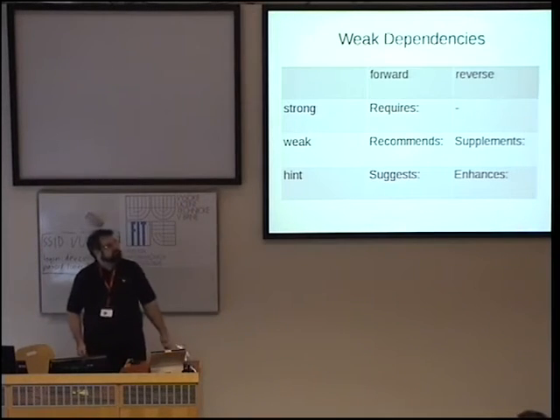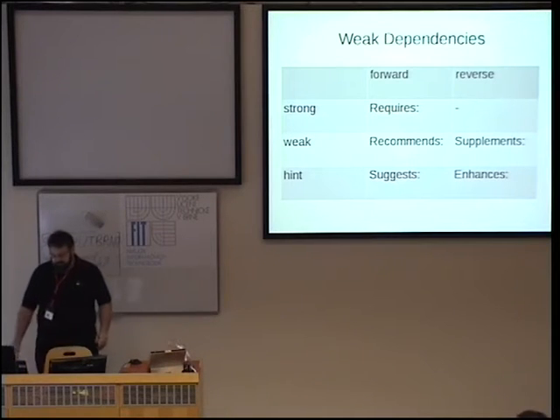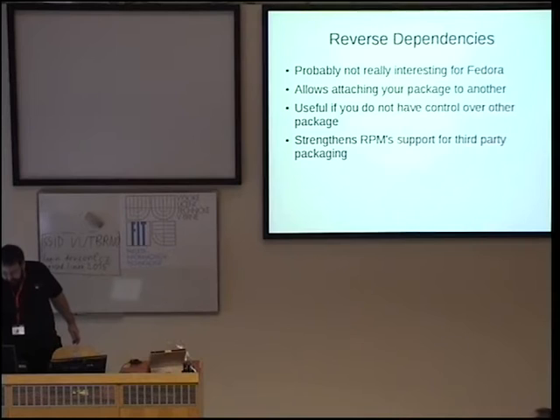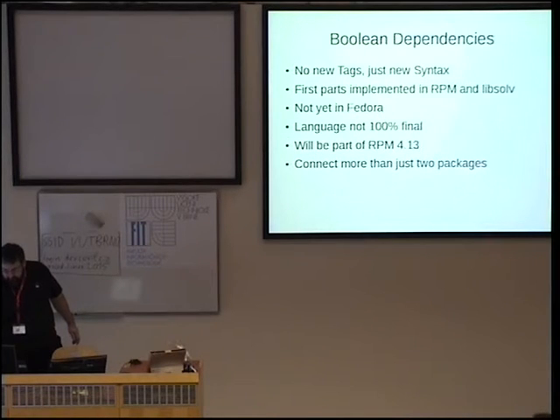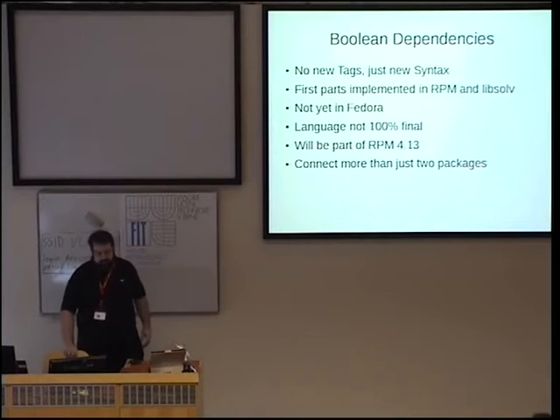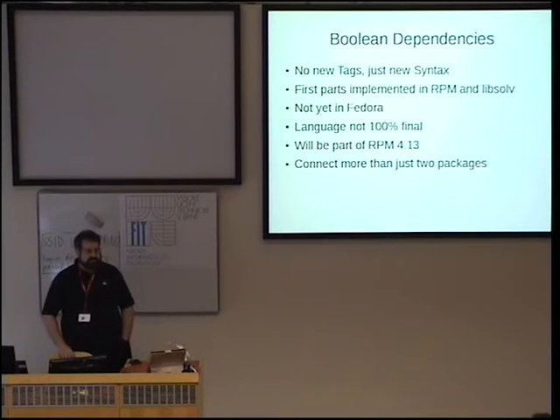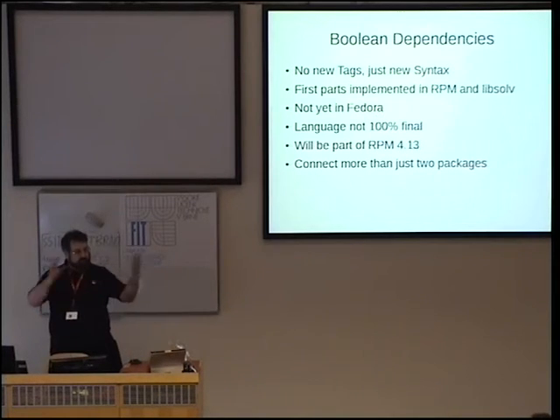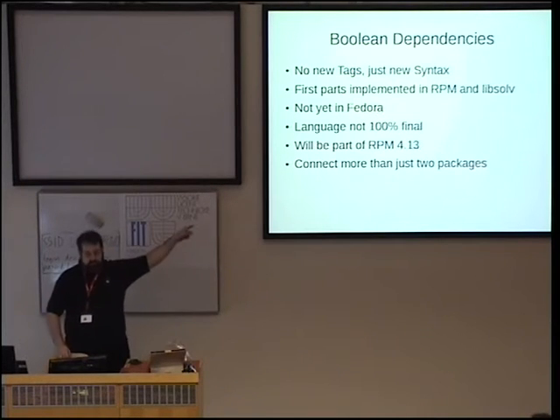Okay, so time is flying. I still have some slides. So what we're up to: Boolean dependencies. That's basically no new tags. In opposite to the weak dependencies, it's basically a new syntax we have within the requirement tags and the new weak dependency tags.